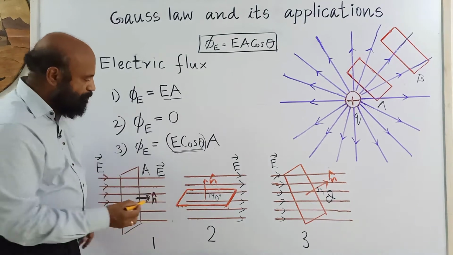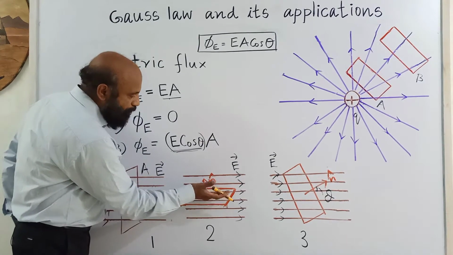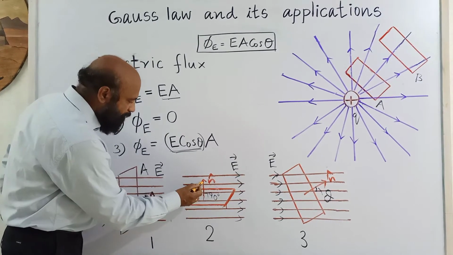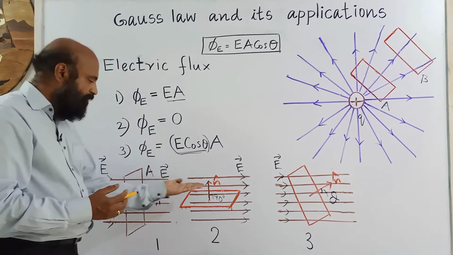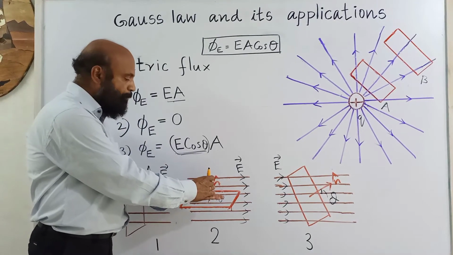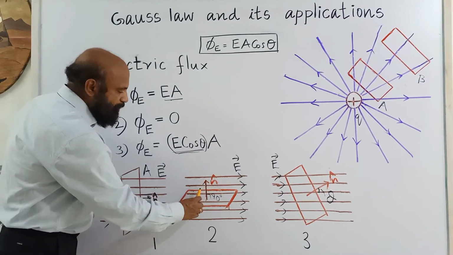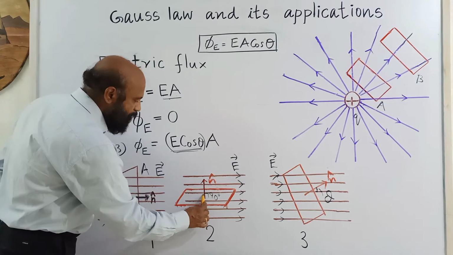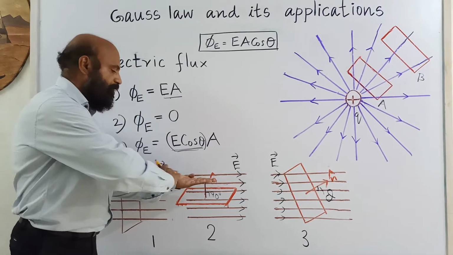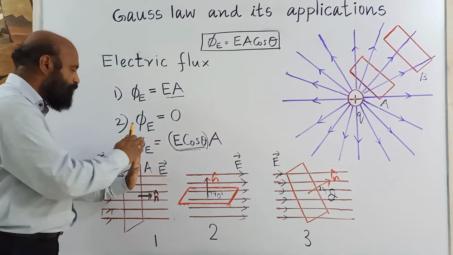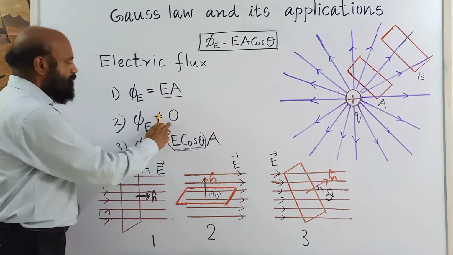Now in this situation, area is parallel to the field lines. So this is the normal to the area. Here area is like this. In this case area is like this. Here area is like this. So you can see normal to the area is making 90 degree with the field lines. This is the field lines. Then this is the normal. So it is 90 degree. So here no flux lines are passing through the area. Here flux lines are passing through the area, so total flux is E into A. Here no flux is passing through the area, so flux is 0.